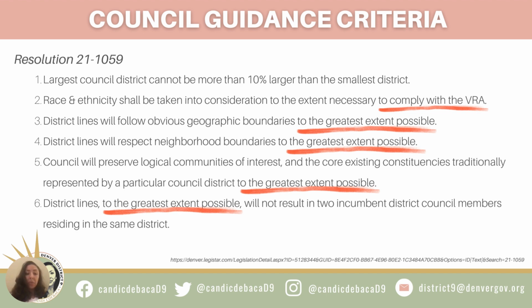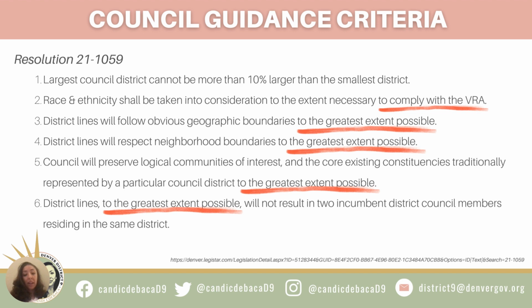Number 3, district lines will follow obvious geographic boundaries to the greatest extent possible. District lines will respect neighborhood boundaries to the greatest extent possible. Council will preserve logical communities of interest and the core existing constituencies traditionally represented by a particular council district to the greatest extent possible. And district lines to the greatest extent possible will not result in 2 incumbent district council members residing in the same district. So if you'll notice, I've highlighted or underlined that very important language, to the greatest extent possible.